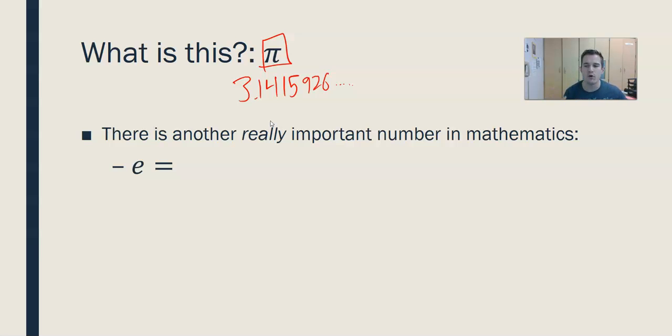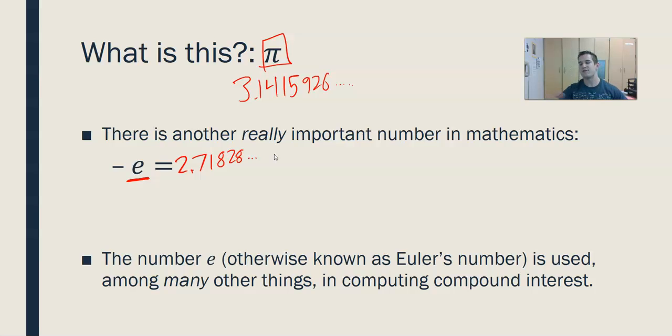But there's another really important number in mathematics, and we denote that number with the letter e. e is like 2.71828, etc. It's another really important number. It's another irrational number, just like pi is, a number that is a forever decimal that doesn't repeat and doesn't end. So the number e, otherwise known as Euler's number, because there's this mathematician named Euler who is credited with discovering and coming up with e.